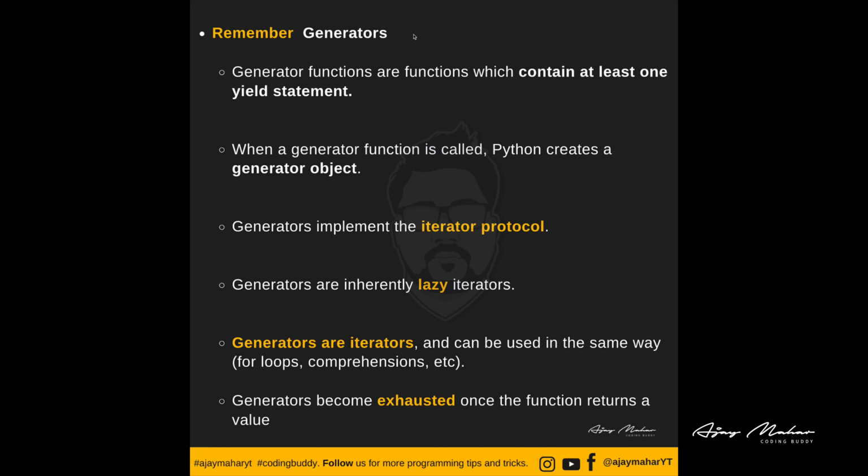There are a couple of points you should keep in mind. We call it a generator function if any function contains at least one yield statement. When we call a generator function, it works as a generator factory, which produces generator objects, and we have already seen that generators implement the iterator protocol. Generators are also lazy iterators. That means when we ask them to do something, then they go and perform those operations.